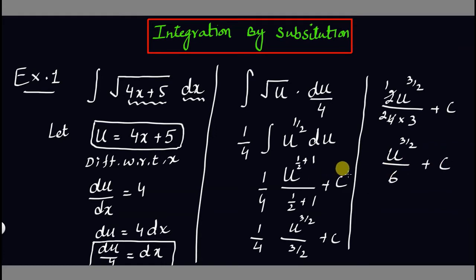The main thing that you should keep in your mind, final answer should be in the same variable as it is given in the question. The question is given in variable x, so you have to replace u by x, and what was u? U was 4x plus 5, so just replace u by 4x plus 5, and at the end you will get this final result. So this is one example by the method of integration by substitution.